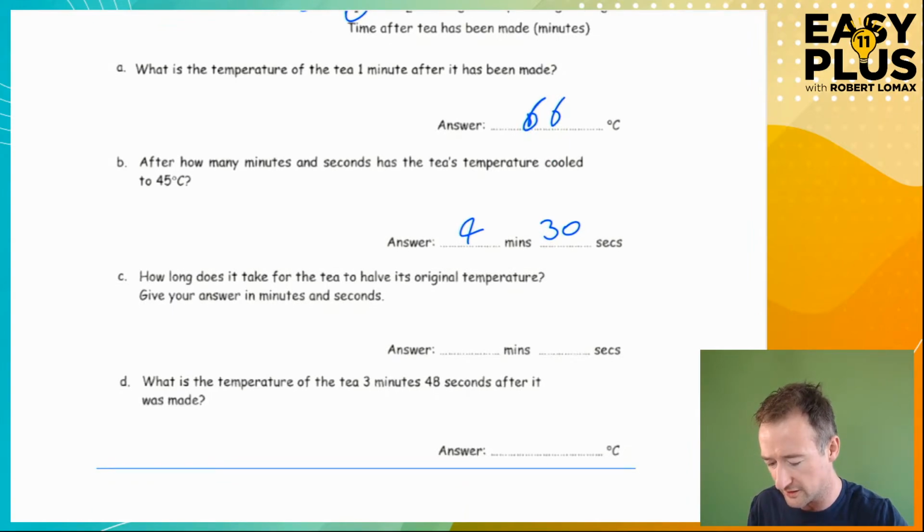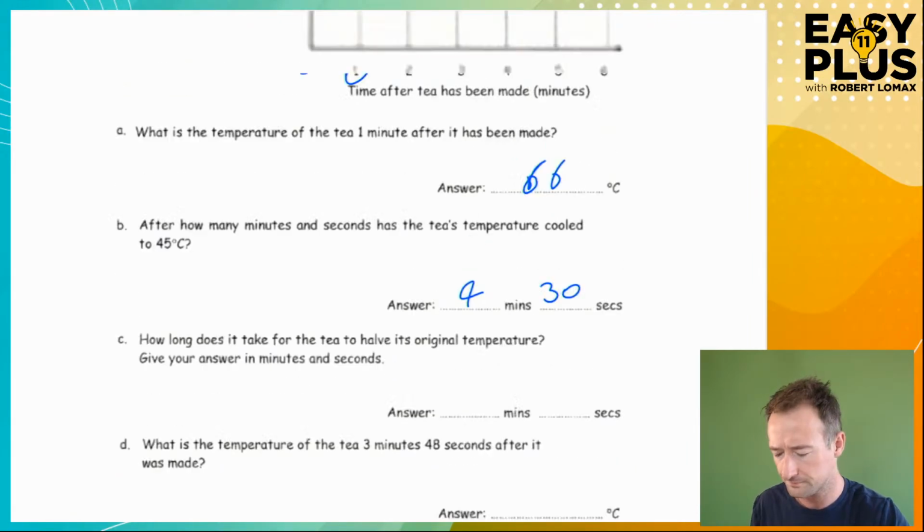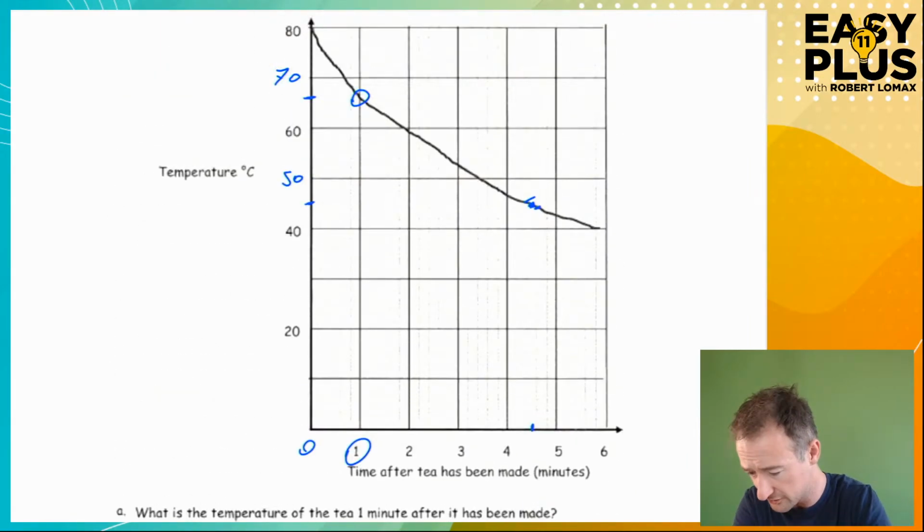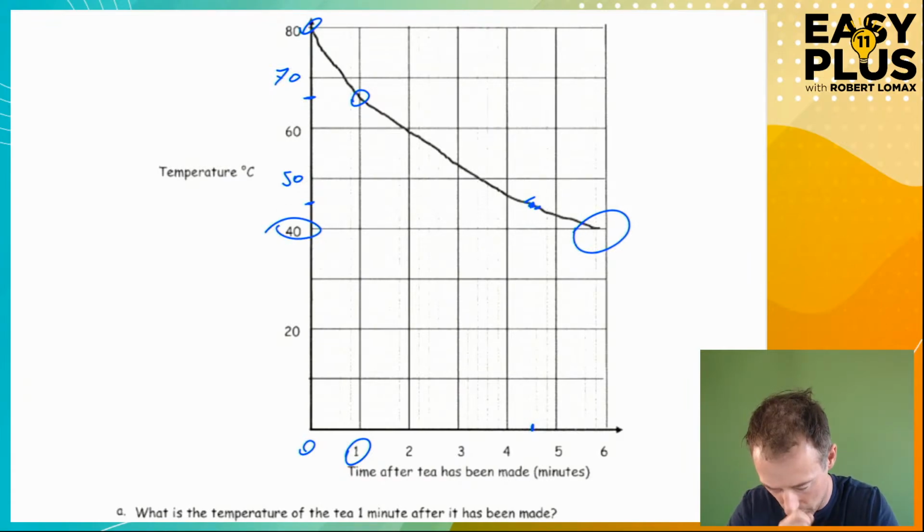How long does it take the tea to halve its original temperature? Give your answer in minutes and seconds. Halve its original temperature. So what is its original temperature? It's hard to know exactly, but I'm pretty sure it's supposed to be 80 degrees. So basically, when does it reach 40 degrees? So we're over here, aren't we? 40 degrees over here. That's where the line reaches that point. But where does it reach that point? Is it here? Is it here? Is it here? I don't know. The lines are too thick and too wibbly.